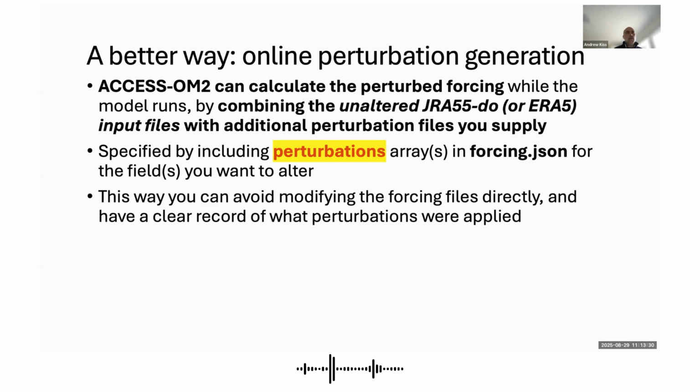So the better way is to use this online perturbation generation facility we have in ACCESS-OM2, and that calculates the perturbation while the model runs. It does this by combining the unaltered input files, it might be JRA55-do or ERA5 or whatever you're using, with additional perturbation files that you supply. This is specified by that perturbations array I mentioned in forcing.json. So by doing this, you have a clear record of what you've done, and you don't need to mess around with the original input files.